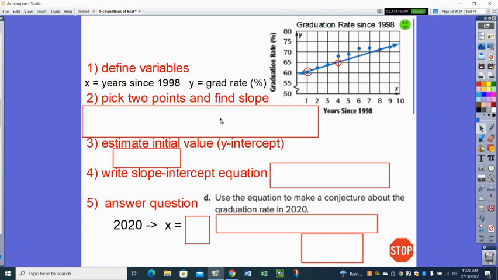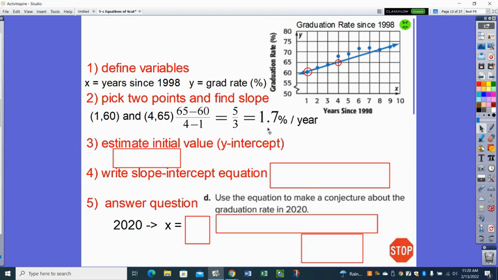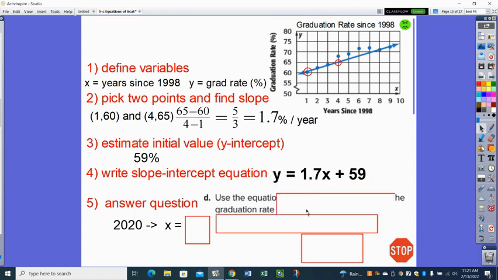Now, once you pick those points to find the slope, you're going to do y2 minus y1 over x2 minus x1, and your slope should have been about 1.7% per year. You're going to estimate the initial value. So the initial value is right where I'm pointing my cursor right now. It's not going to be 61. It's not going to be 55 or 56. It's right below 60, and I called it about 59%. And then you write your equation, y equals mx plus b.